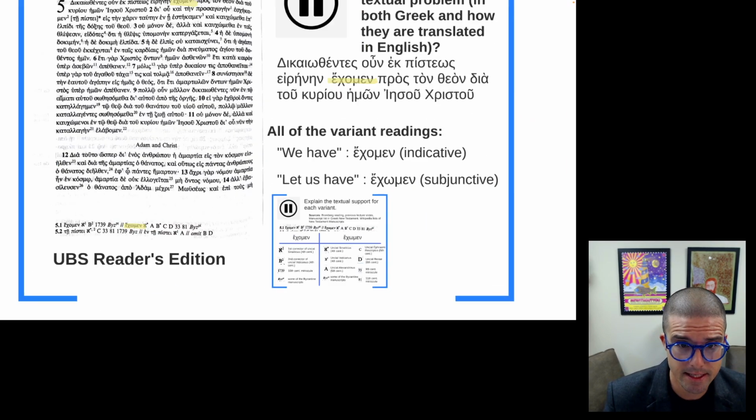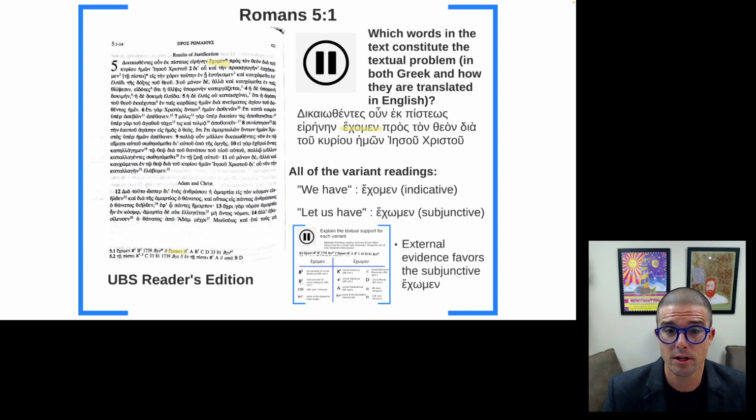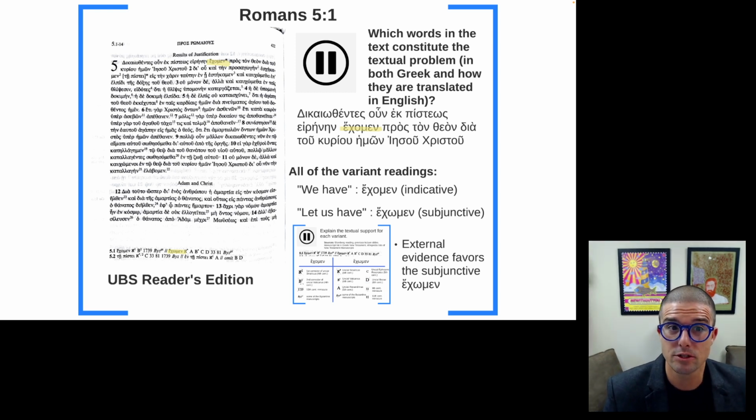What this all indicates is that when we weigh all of the external evidence here, the external evidence actually favors the subjunctive echomen, let us have peace, despite the fact that the UBS and also the Reader's Edition of the UBS have decided to print the indicative, we have peace, in the main text. And there are very good reasons that they have decided this. They have looked at the external evidence and they are not ignorant that it actually seems to favor the subjunctive.